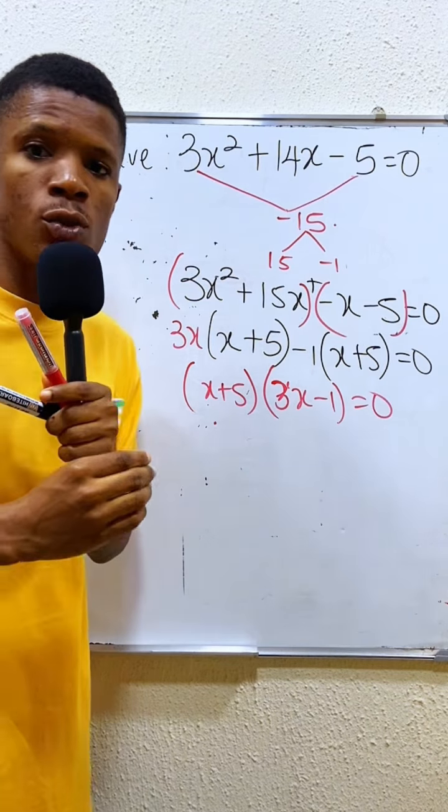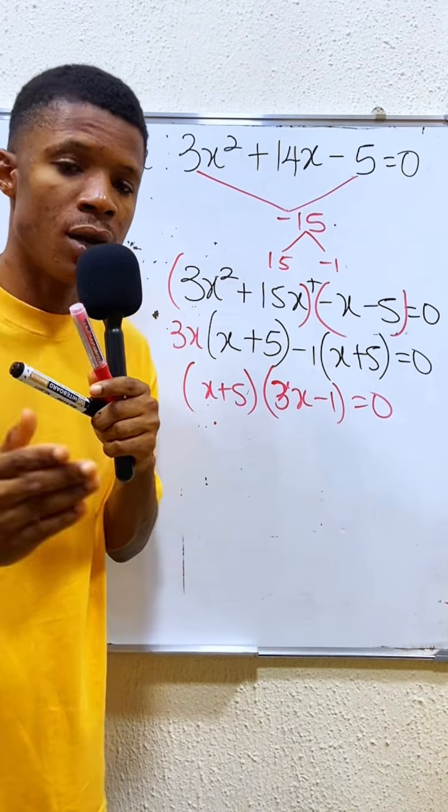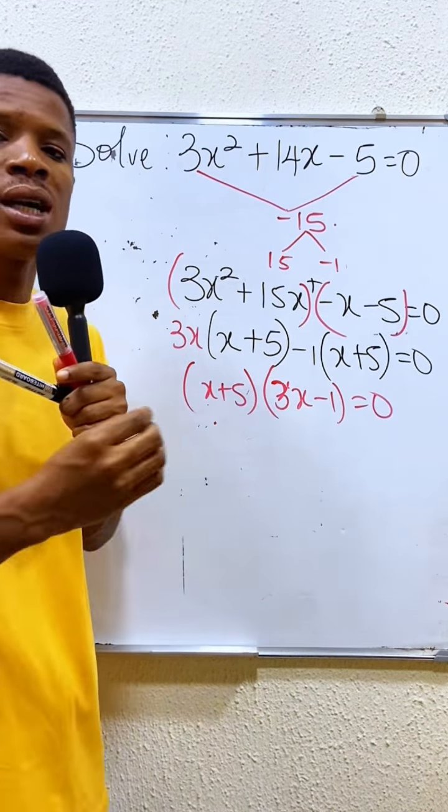In quadratics, when two things multiply to get 0, one of them is 0 or both are zeros.